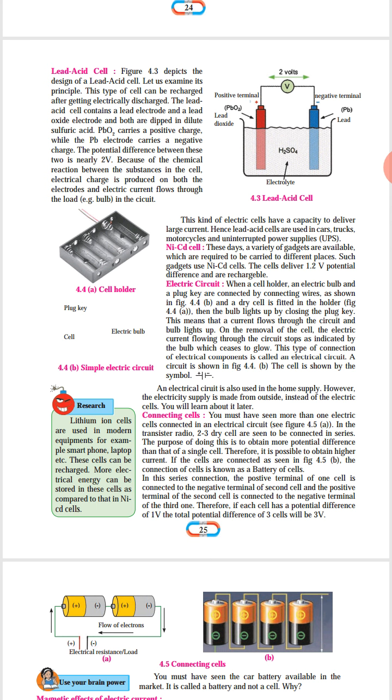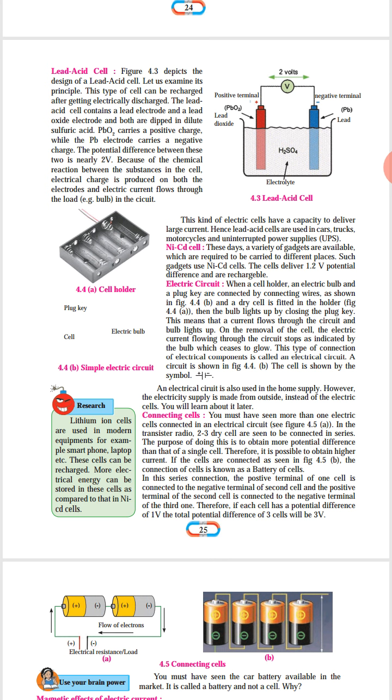PbO2 carries a positive charge and Pb carries a negative charge. The potential difference between the electrodes is nearly 2 volts. If a load such as a bulb is connected externally between the two electrodes, an electric current flows through it. It can deliver a large current. This cell can be recharged after getting electrically charged.